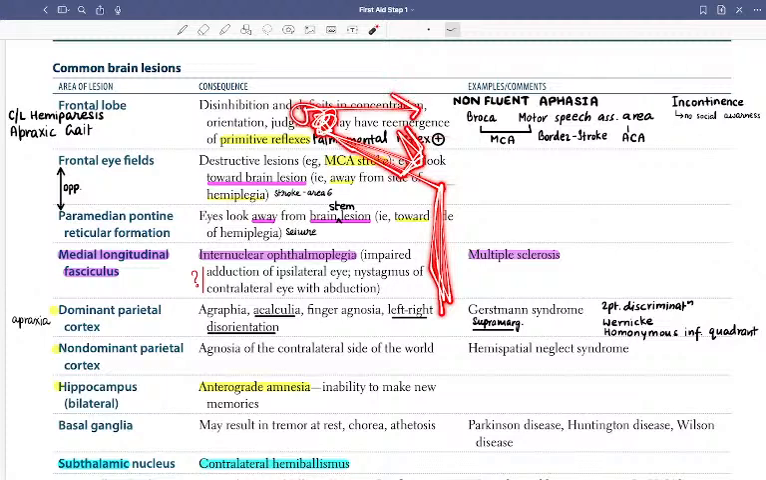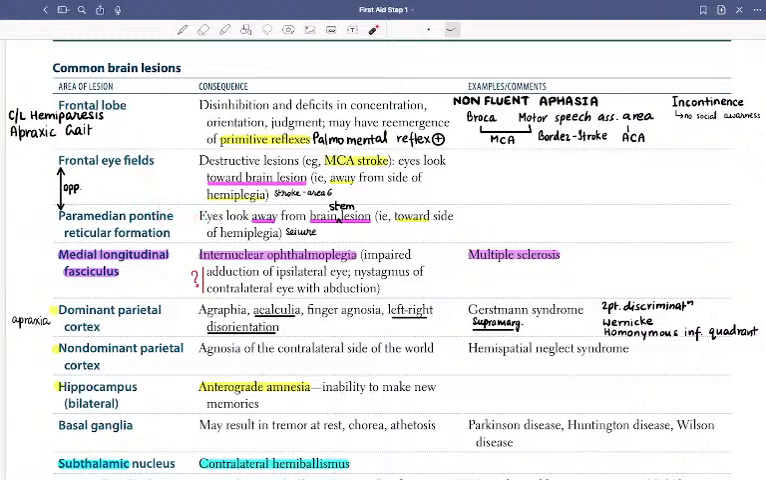So then that means towards the hemiplegia. Okay, and there'll be seizures also. So this is towards the side of the hemiplegia. Frontal eye field towards the side of the lesion, just remember that. And PPRF you can just infer.